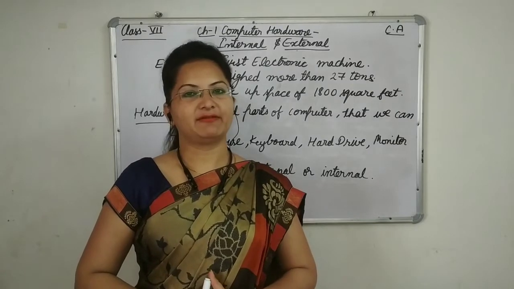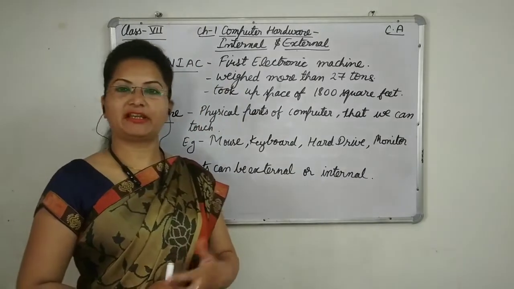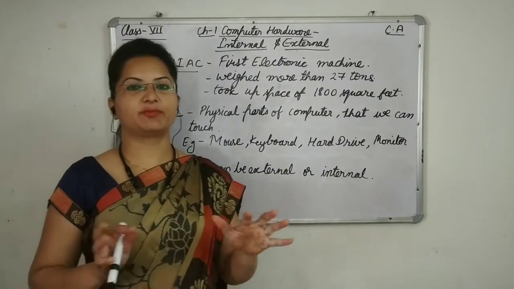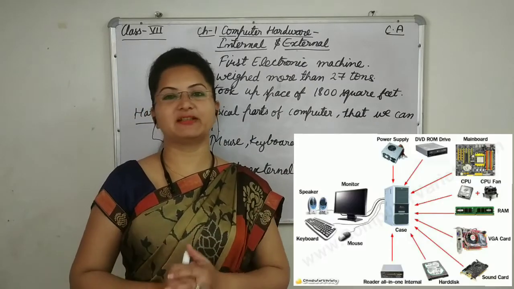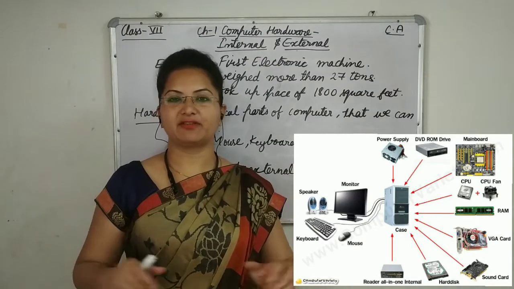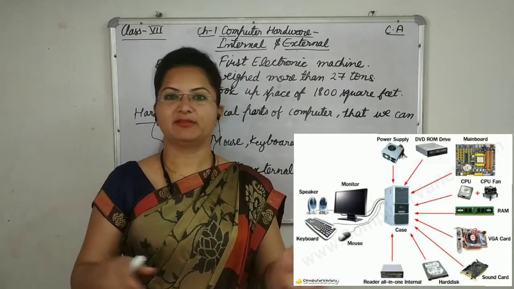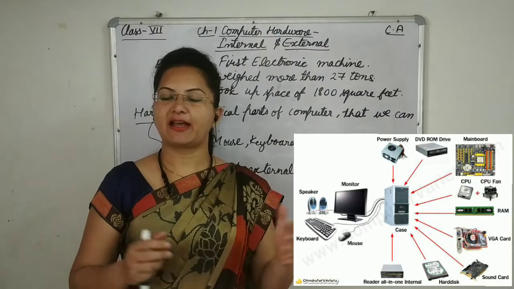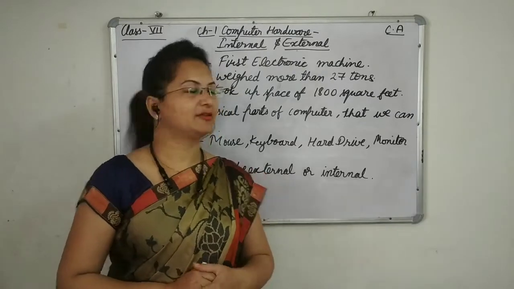So, here we will start with chapter 1, computer hardware, internal and external. In this chapter we will study about computer hardware. What is hardware? Hardware means physical parts of the computer that we can touch. Like if you have a computer, you might have seen there are so many devices connected with the CPU. Okay, so CPU itself is also a hardware and the devices connected with the CPU are all hardwares.